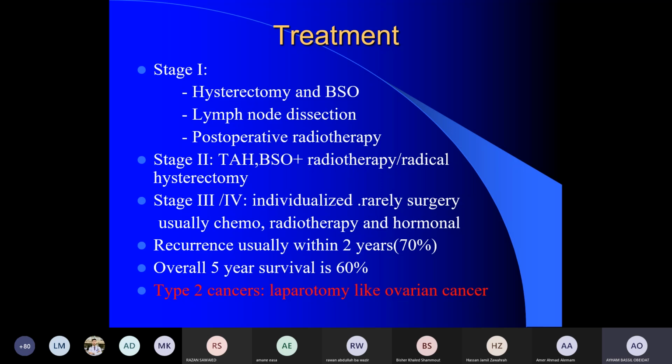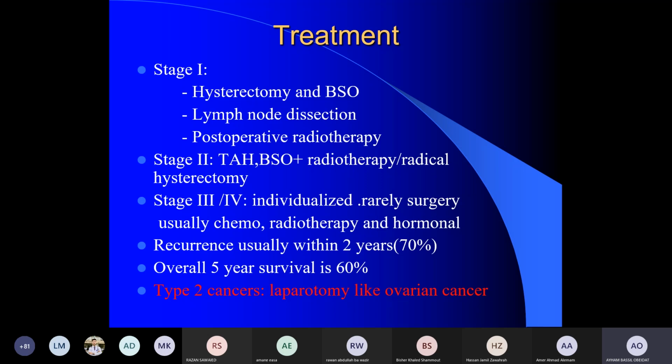Patients who have adverse risk factors also receive post-operative radiotherapy, adjuvant radiotherapy. The same thing applied for stage 2, which means that the cervix is involved as well. So in that case, you have to do the surgery followed by radiotherapy.